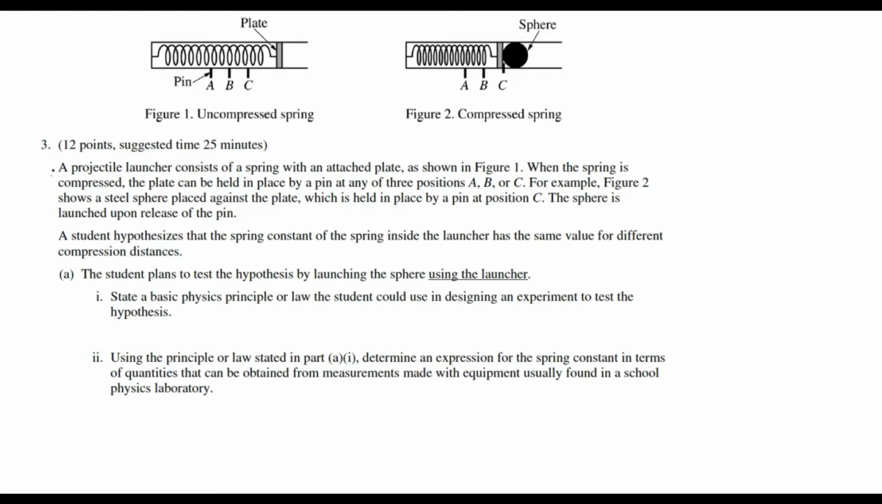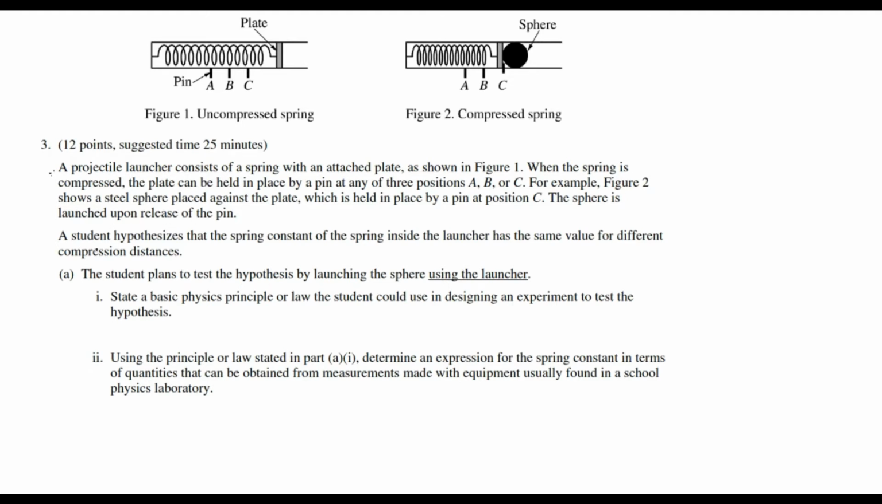It goes like this. A projectile launcher consists of a spring with an attached plate as shown in figure 1. When the spring is compressed, the plate can be held in place by a pin at any of three positions A, B, or C. For example, figure 2 shows a sphere placed against the plate, which is held in place by a pin at position C, right here. It's preventing the plate from moving rightwards. The sphere is launched upon release of the pin.